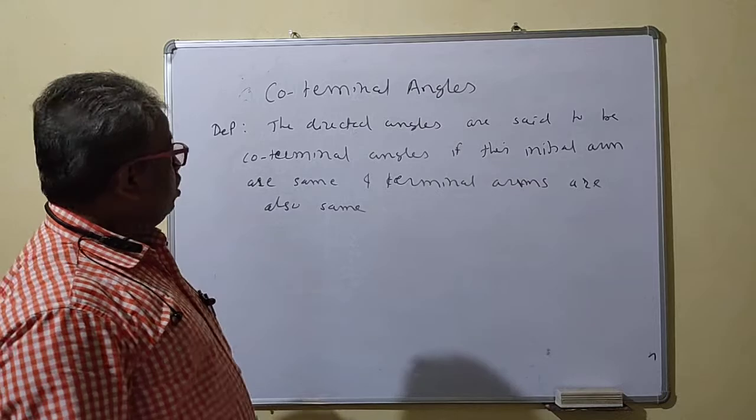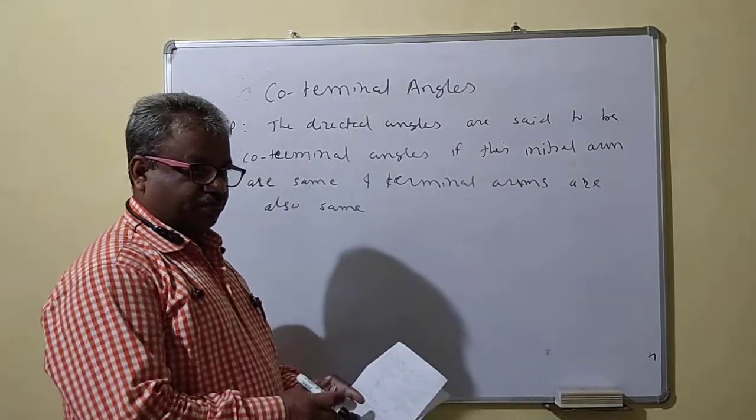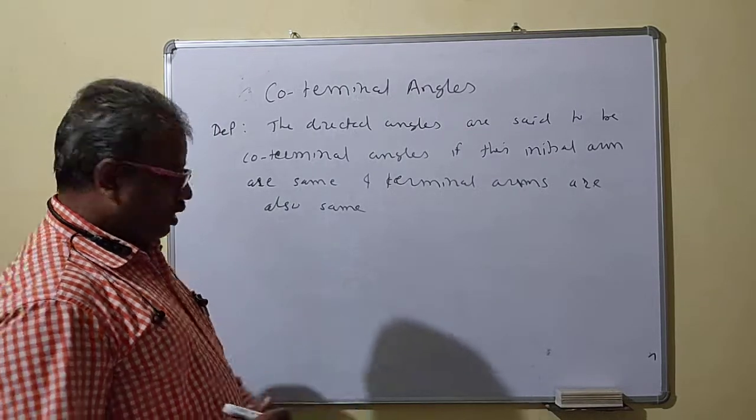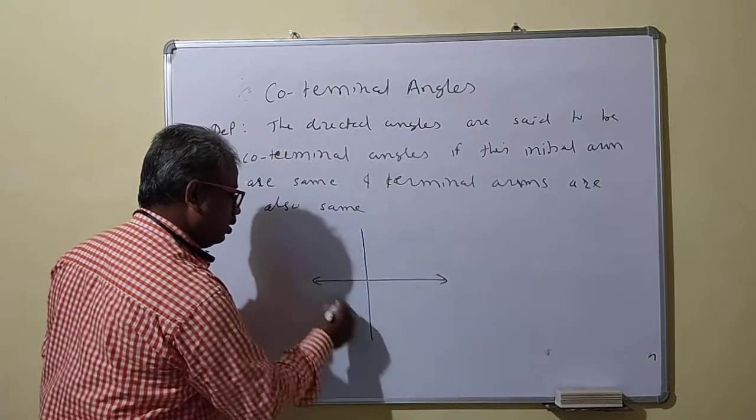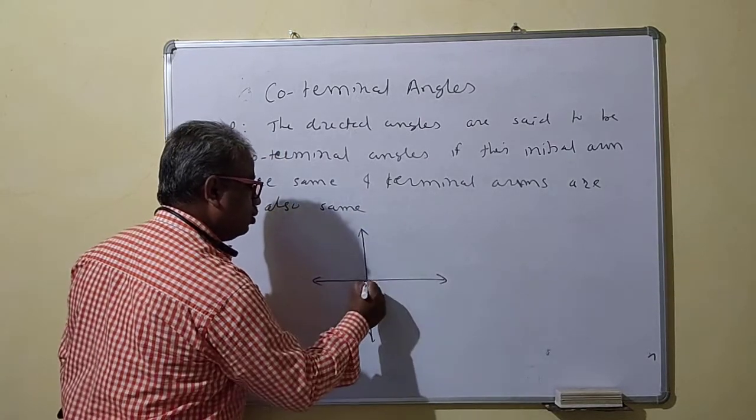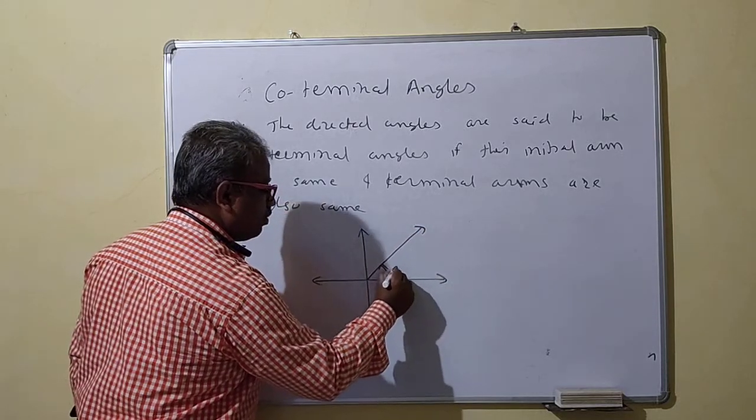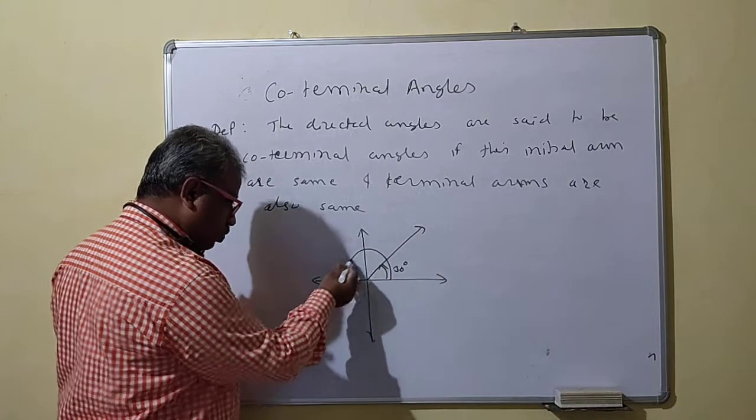Two angles are said to be coterminal if their initial arms are the same and their terminal arms are also the same. Suppose, for example, this is a measurement of angle 30 degree. Then one complete rotation will write it.